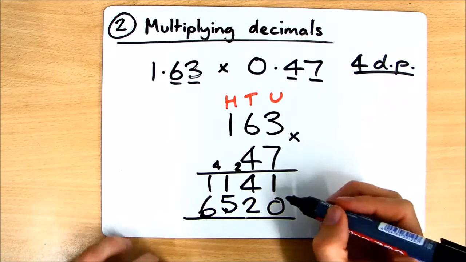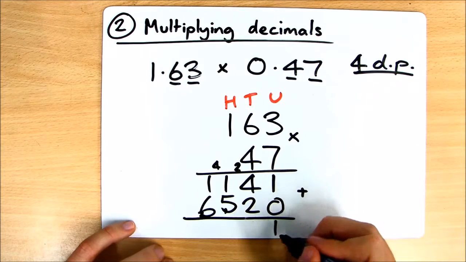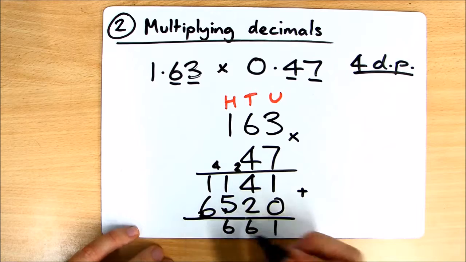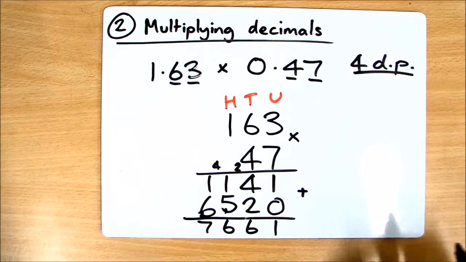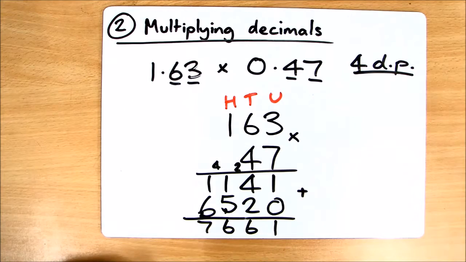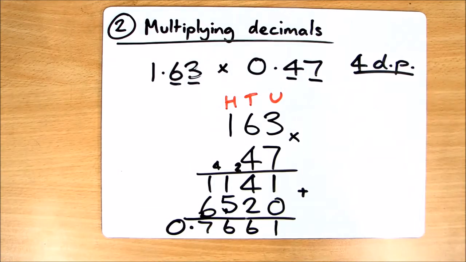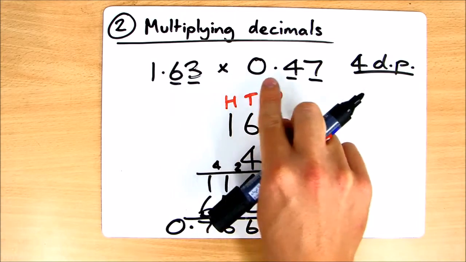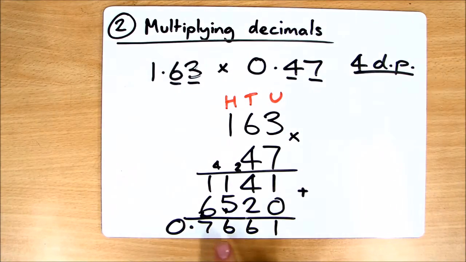Now this time, we're going to do our column addition again, and it's going to be 1 add nothing is 1. 4 add 2 is 6. 1 add 5 is 6, and 1 add 6 is 7. Now this number has to have 4 decimal places. So what we're going to do is we're going to go 1, 2, 3, 4, put our decimal point here, and then we'll put a 0 there. Our answer to this question, 1.63 times 0.47 to 4 decimal places, remember, is 0.7661.